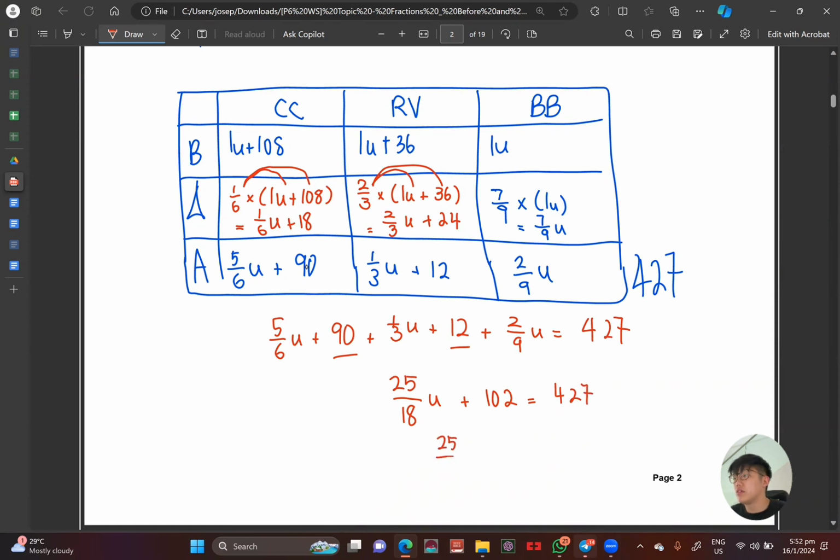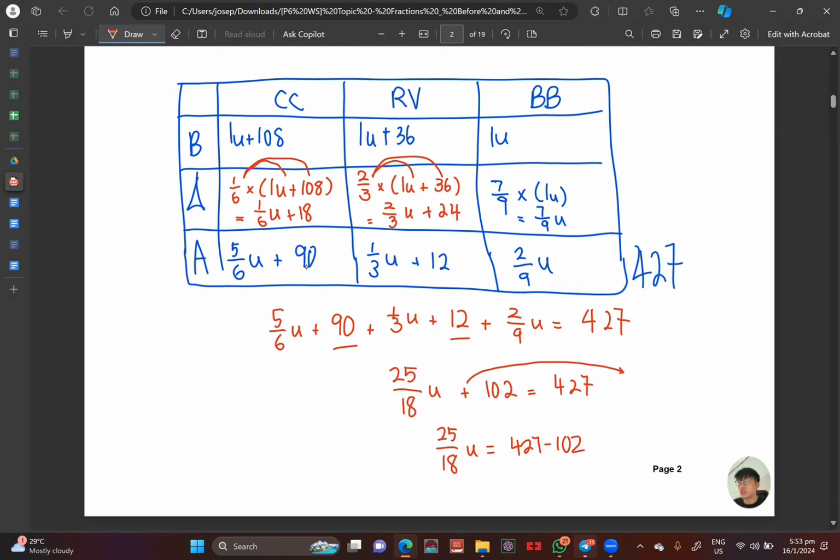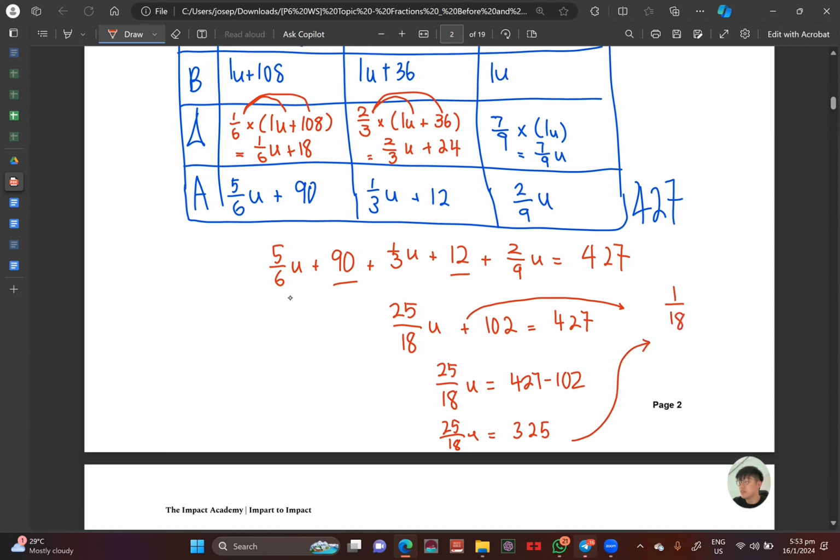So 25 over 18 units is equal to, what are you going to do? You're going to bring the 102 over. So 427 minus 102, okay? 427 minus 102, you get 325. So I'm going to continue from here. 25 over 18 units is actually equal to 325. Yes. Find 1 over 18. Learn how to find 1 over 18 units first.